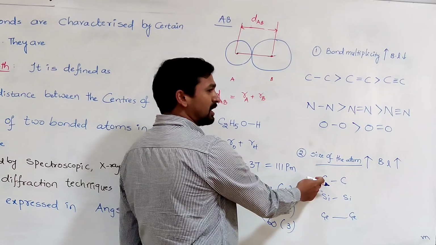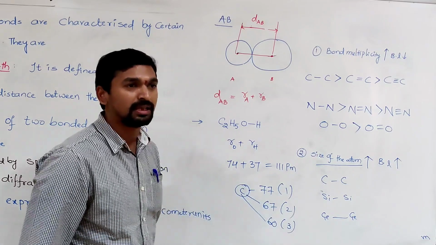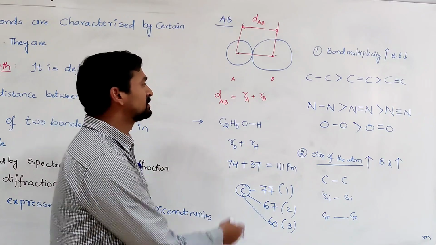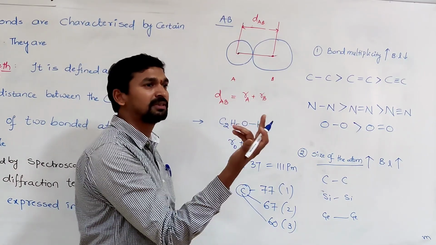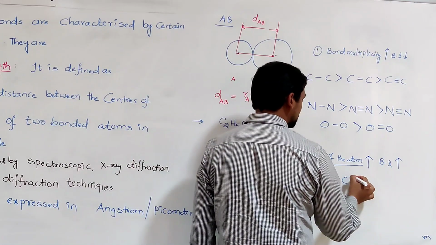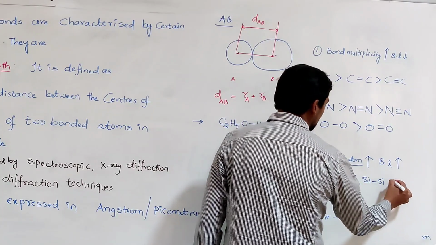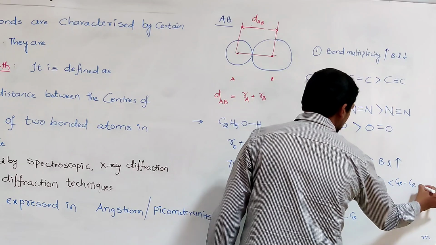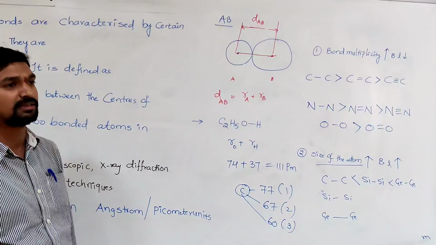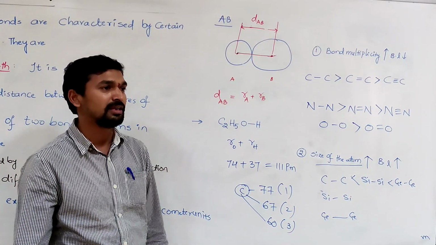Okay, this is the first member of group 14, then the second member, this is the third member. As we go down the group, what happens to the atomic radii? It increases. When atomic radii increases, the bond length also increases. That's why the carbon-carbon single bond is always less than the silicon-silicon single bond, which is less than the germanium single bond. As the size of the atom increases, the bond length also increases because their respective covalent radii also increase.